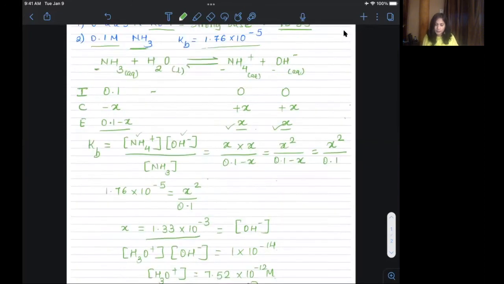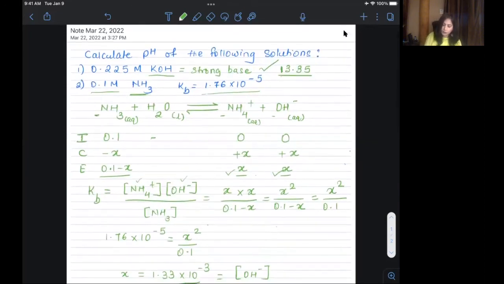So in this case, when you are looking into the pH of a weak base, the weak base pH in this case is 11.124. This is how you would go about calculating pH value when you are given a weak base.